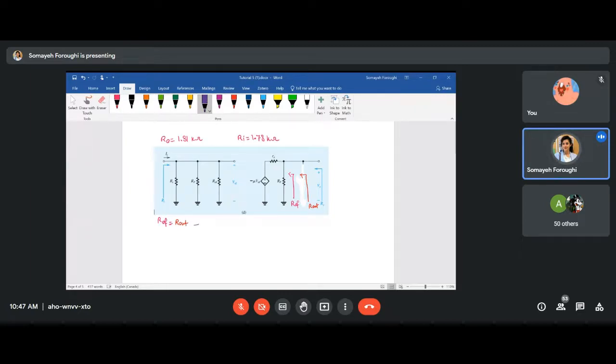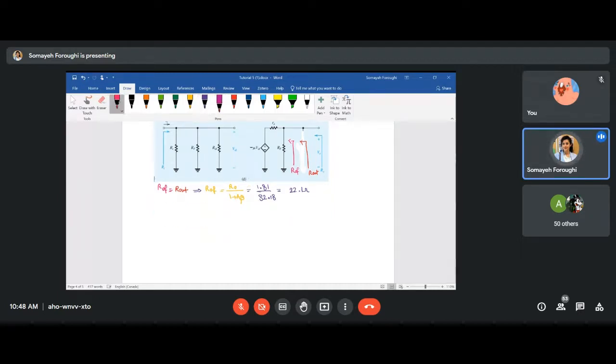And we know that ROF, let me use another color. In shunt connection, ROF is RO over 1 plus A beta. And then it will be RO, 1.81, over 1 plus A beta, which will be 82.18. So I'm just directly using it. It will go like 22.1. This is ROF.